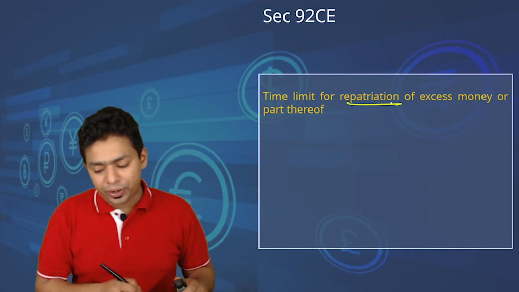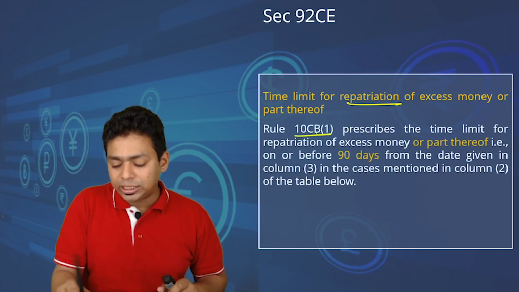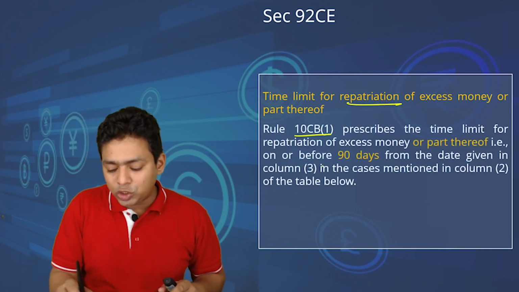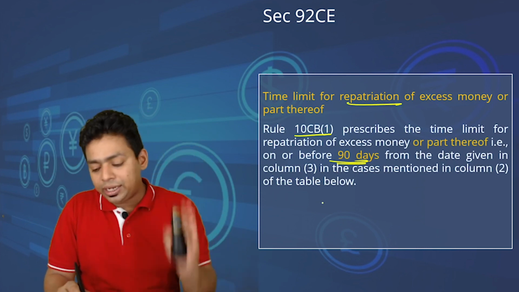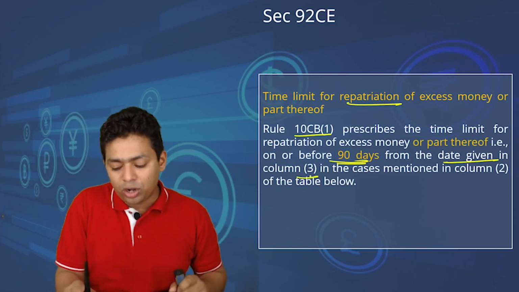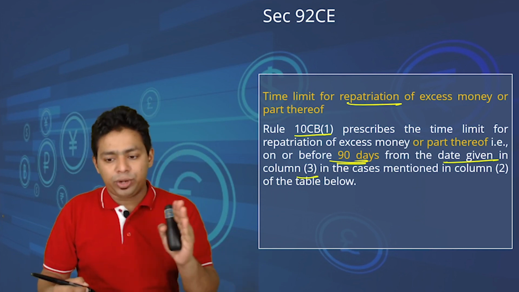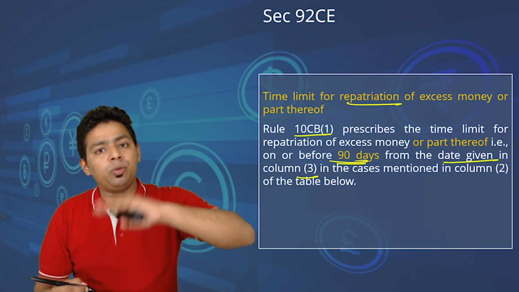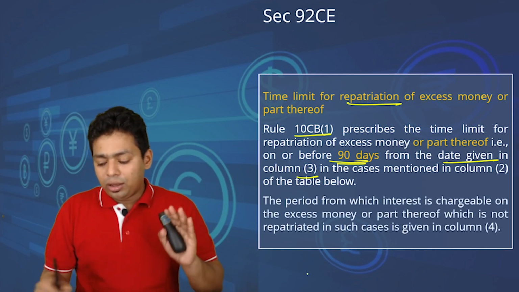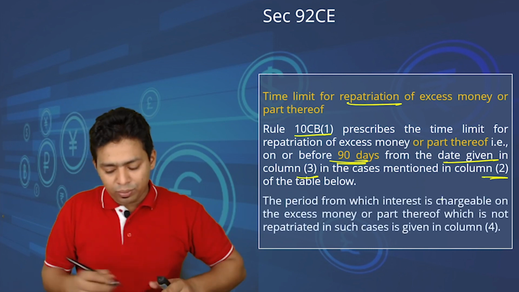So, time limit for repatriation. As I told you, Rule 10CB says the money has to be repatriated within 90 days from the date given in column 3. So column 3 of the table that we are going to look at now is the due date. Within that due date, the money should be repatriated. Okay, and the situations are written in column number 2.